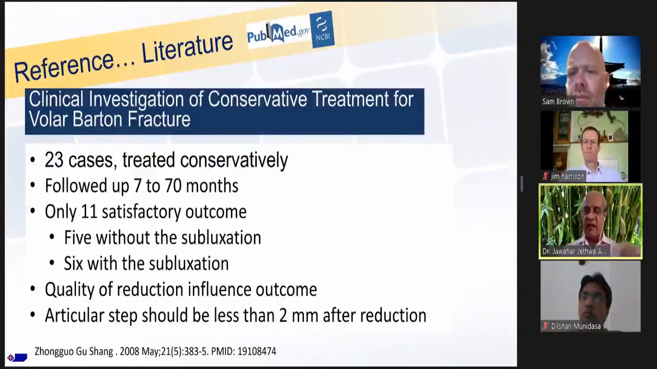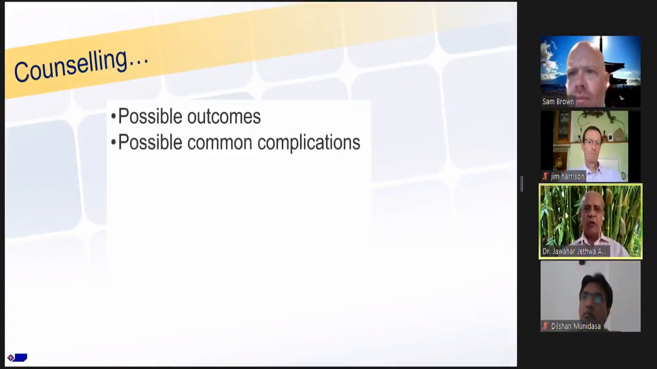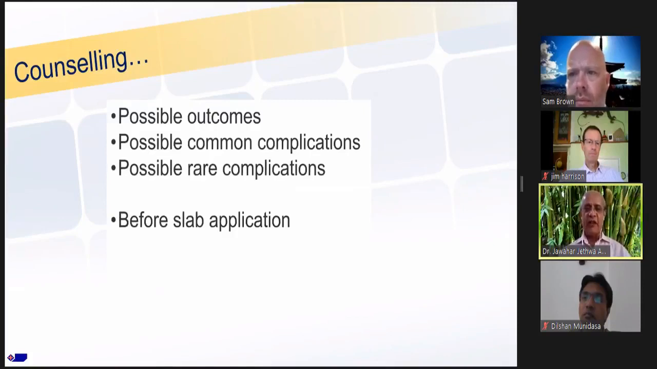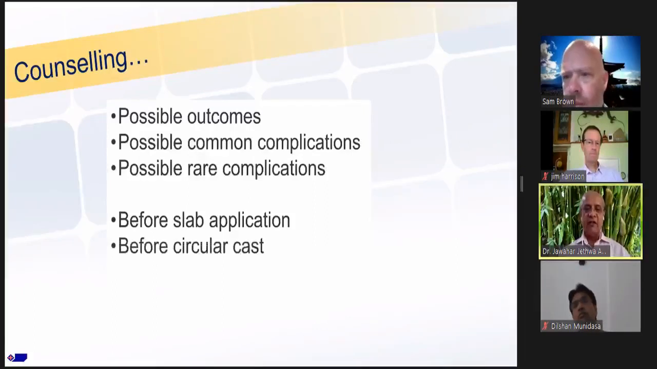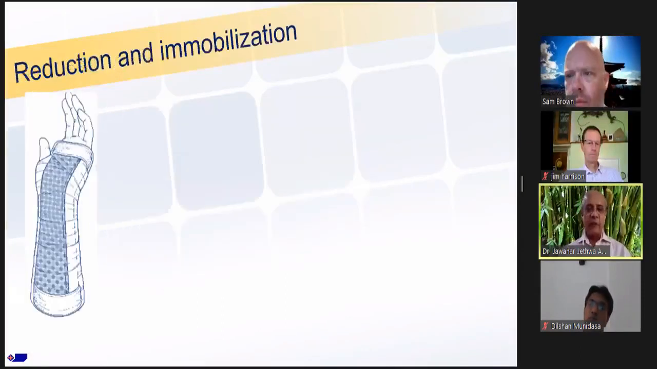With this basic idea, with explanation, I counsel the patient for possible outcomes, for possible common complications, for possible rare complications. I counsel and explain everything before slab application, before circular cast application, and during rehabilitation. So many conversations are required when you go for a conservative line of treatment.